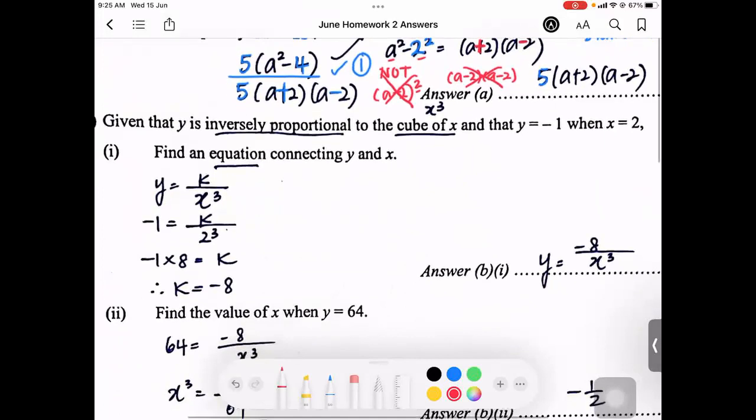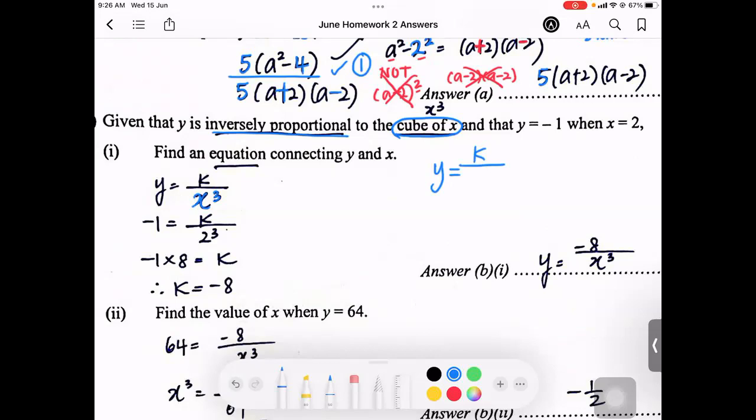Next question. Y is inversely proportional. Inversely proportional, y equals to k over something. Someone wrote in the practice paper something over k. No, not correct. K over something. And then next, always look out for the words. Don't just read the x itself. Don't be just x over x directly. It says cube of x. That means this is x cubed. So y equals to k over x cubed.